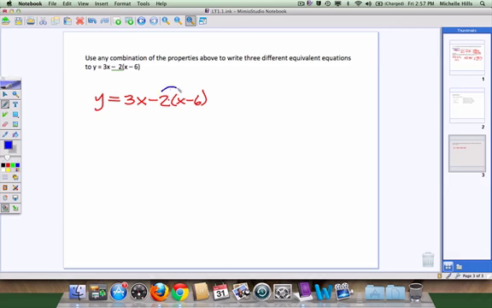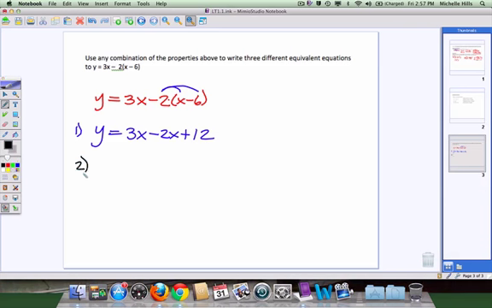So I'm going to change to blue for my first equivalent equation. The first thing I'm going to do is the distributive property to get rid of the parentheses. So y equals 3x. I'm distributing a negative 2 because of the minus in front of the 2. Negative 2 times a positive 1x is a negative 2x, so I'm going to write minus 2x. Negative 2 times a negative 6, because of the minus in front of the 6, is a positive 12. So I'll write plus 12. That's my first equivalent equation.